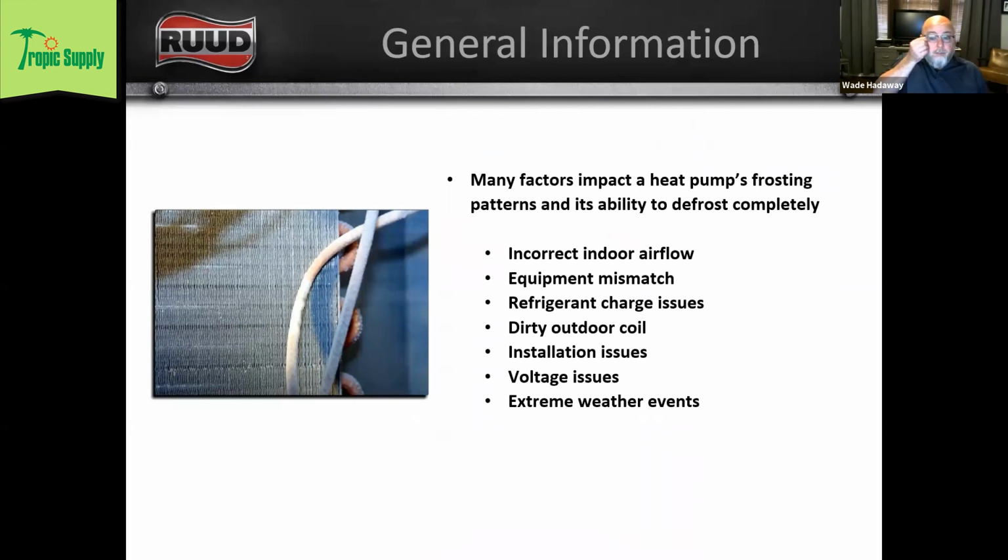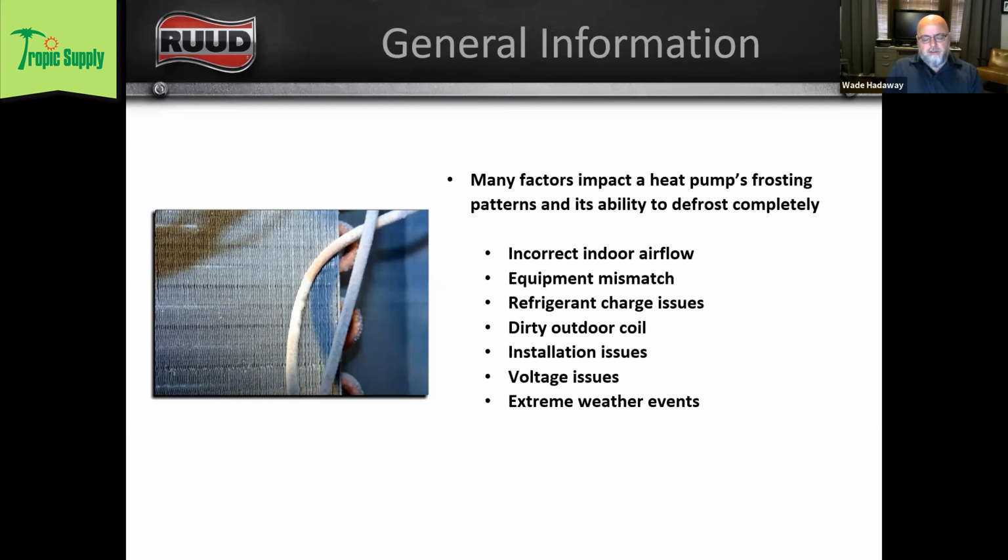Many factors impact a heat pump's frosting patterns and its ability to defrost completely. Incorrect indoor airflow is huge. Equipment mismatch, refrigerant charge issues, dirty outdoor coil, installation issues, voltage issues, et cetera, et cetera. Incorrect indoor airflow is a huge one, especially with heat pumps. And in 2 weeks, we'll be talking about airflow.